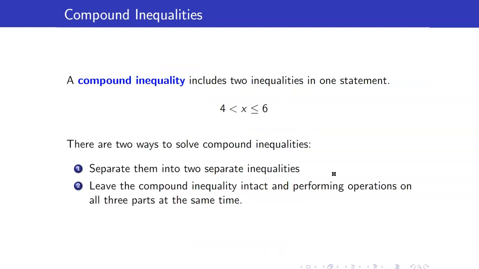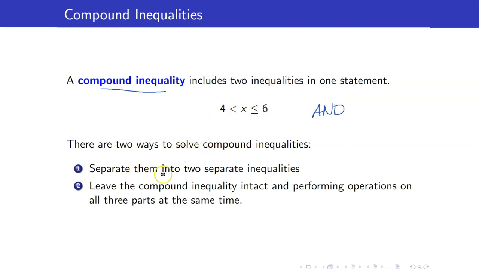There are also cases wherein we have compound inequalities. A compound inequality includes two inequalities in one statement. How do we read this? This is read as 4 is less than x and less than or equal to 6. So remember that whenever you have compound inequalities, it always means and. Both should be satisfied.